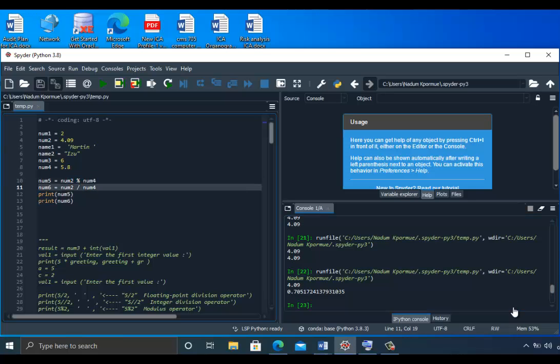So we've been able to use the normal floating point division, where we say num2 divided by num4. So we have this as 0 point, this whole decimal expression, and when you put it together, it will give you this.